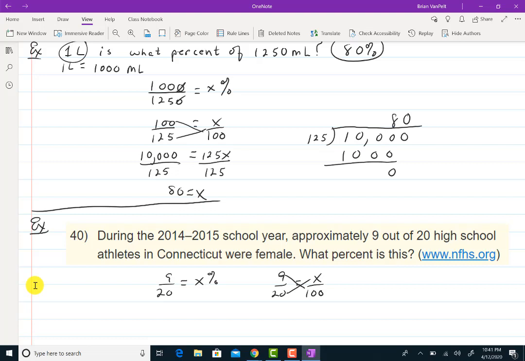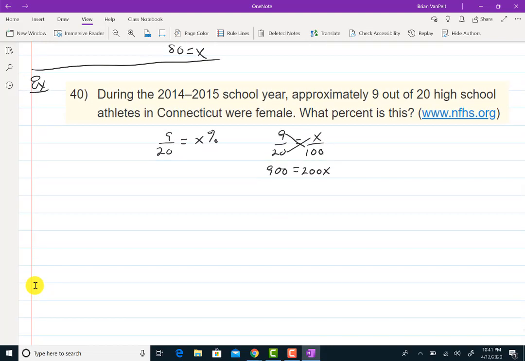we have 900 equals 200x. I'll divide by 200. I can cancel 100 out of the top and bottom, and I get 9 over 2 is 4.5. I happen to know that off the top of my head. And then we need to change that. Actually, I think I made more of a mistake here. 9 out of 20. I know it's not 4.5%, so I've got to change my answer. I've got to fix my answer.